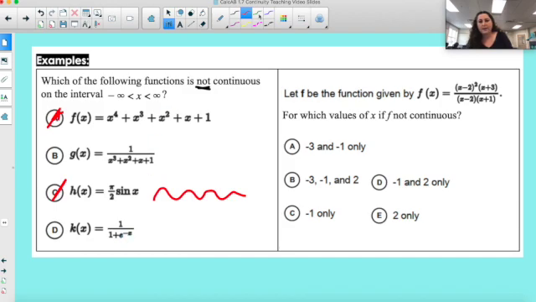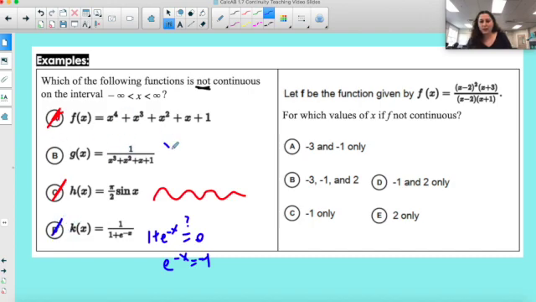This one looks easier to solve. So 1 plus e to the negative x equals 0. That means e to the negative x equals -1. Well, that'll never happen because e to any power is going to be positive. You can't raise e to a power and get a negative number. So this denominator will never equal 0, which means that this function will always be continuous.